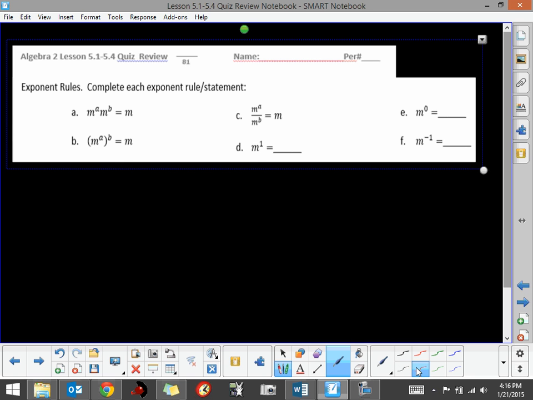So in this problem, what I wanted you to be able to think through is that when you multiply like bases, you add the exponents, so it's going to be m to the a plus b. This one is called our product rule. In the second one, we have a rule that states anytime you have a power raised to a power, as we have here, m to the a raised to the b, that's equal to m to the a times b, and that one's called our power rule.